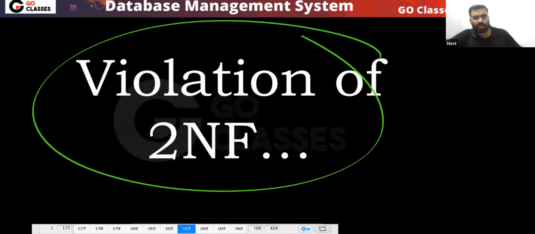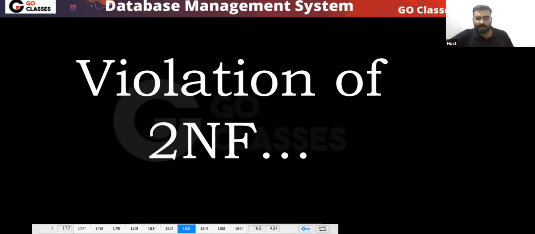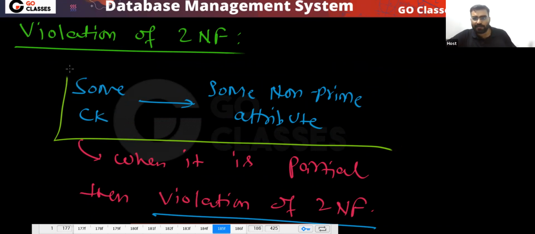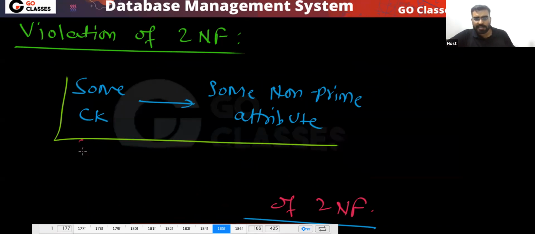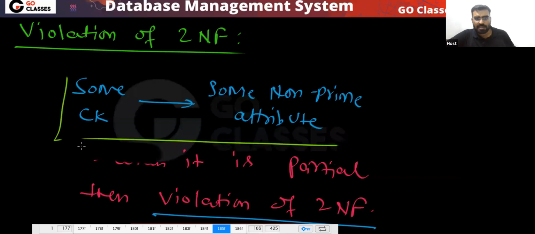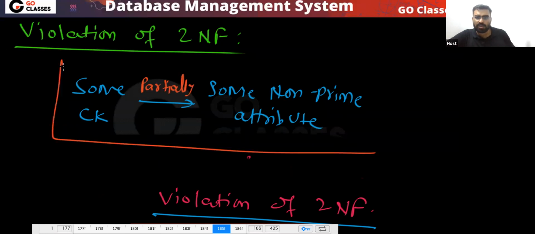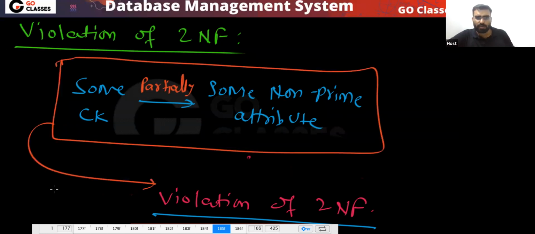So remember, a very simple point: I am finding the violation of 2NF. Just apply the definition. Violation of 2NF will happen when some candidate key partially determines some non-prime attribute. So this whole thing is the violation of 2NF.